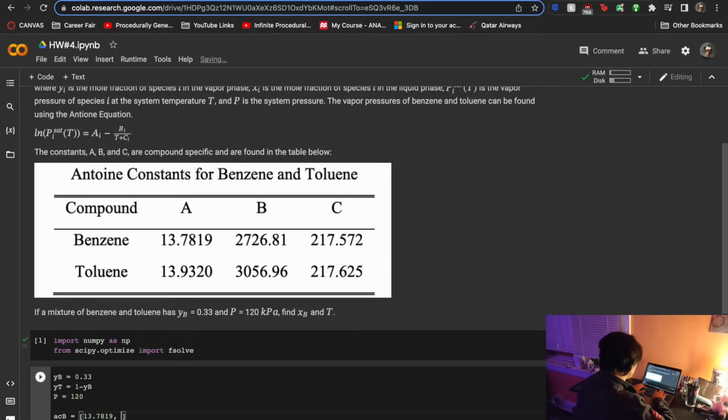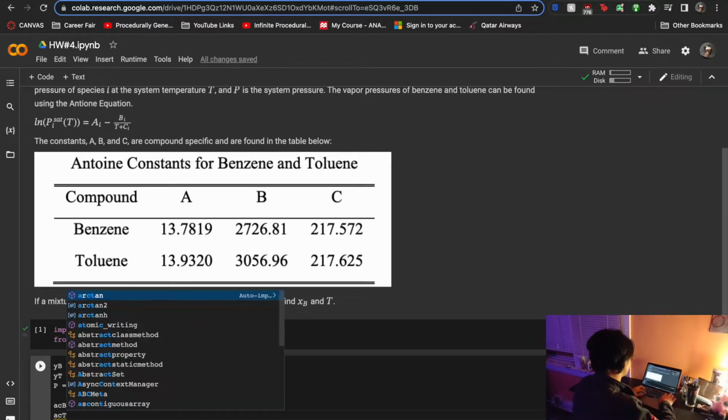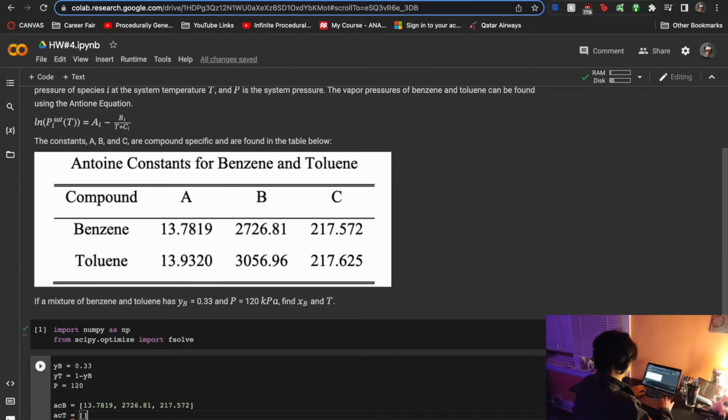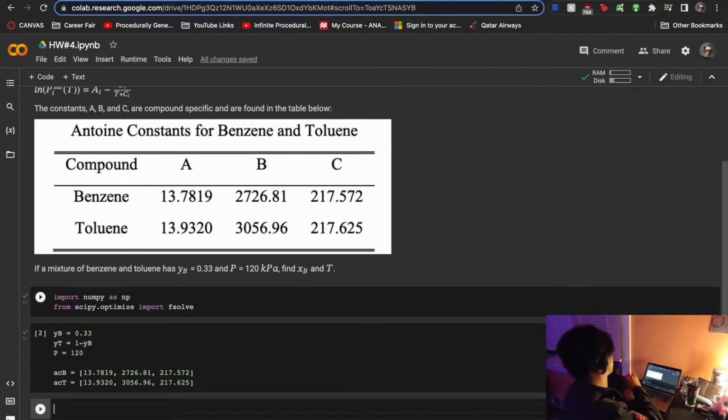13.7819, 2726.81, 217.572. Likewise, Antoine constants of toluene is equal to 13.9320, 3056.96, and 217.625. Now we've got that, so let's execute that.